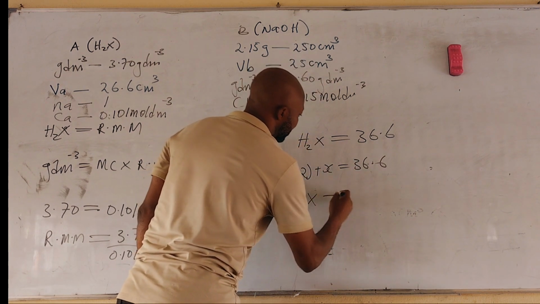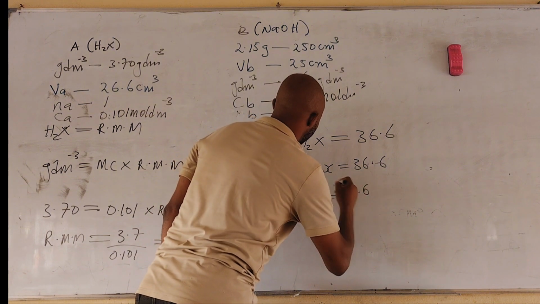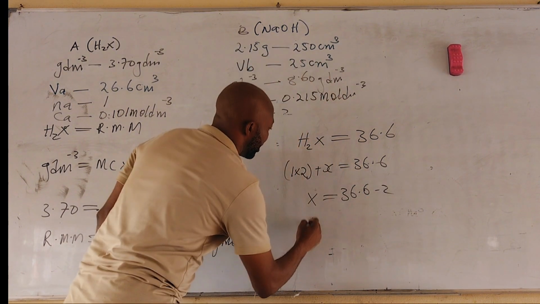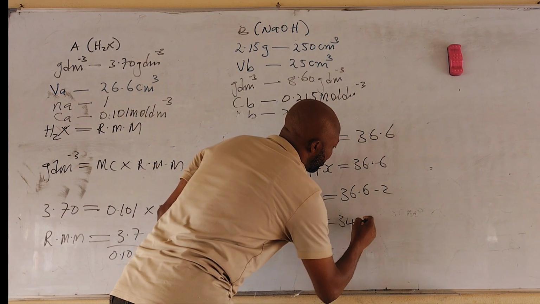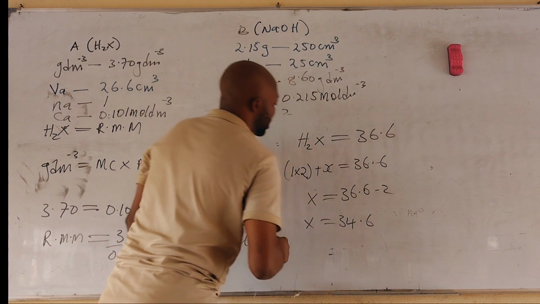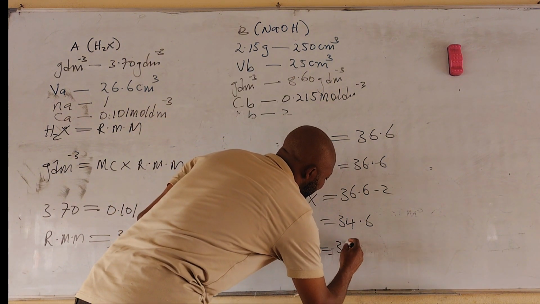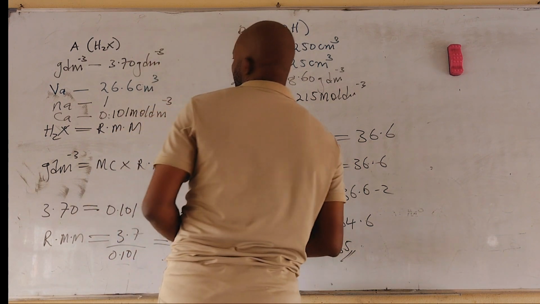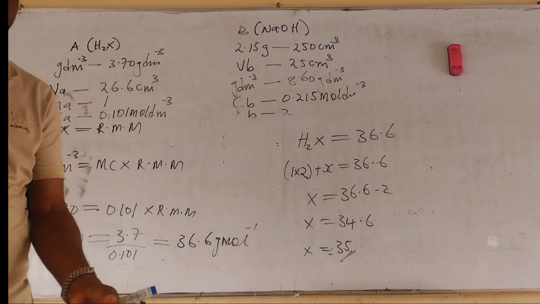My X is equal to 36.6 minus 2. My X is equal to 34.6. Approximately, X is equal to 35. So, that is my value of X. So, we're going to take another question.